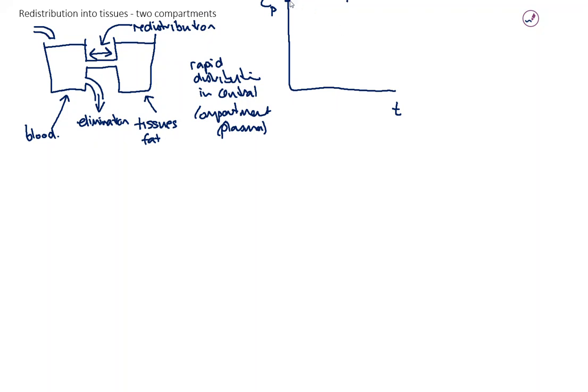the concentration in the plasma falls quickly and then falls more slowly. And this initial phase is actually redistribution. So it's leaving the plasma, but it's not leaving the body. So it's being redistributed into this other compartment. Whereas the longer, what you might call the terminal phase, is where it actually leaves the body.